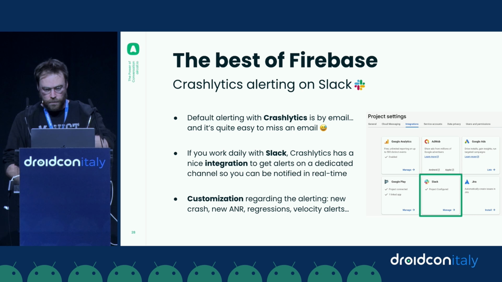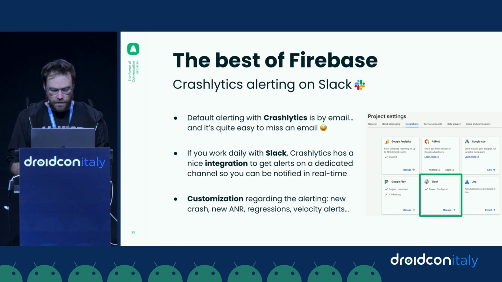So on the project settings side, you go to integration, and then you have the Slack integration. There are many more integrations, but this nice integration with Slack will sometimes help you react a bit faster on an issue that is happening in production.